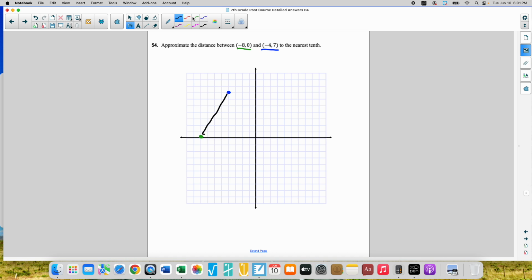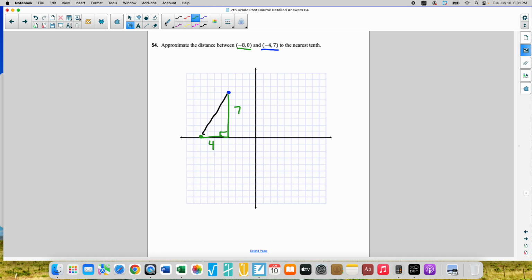And what we can do is we can make a right triangle. We can draw the 2 legs and we create a right triangle. So what is the distance here? What is this leg? This is 1, 2, 3, 4. What is this distance? 7.